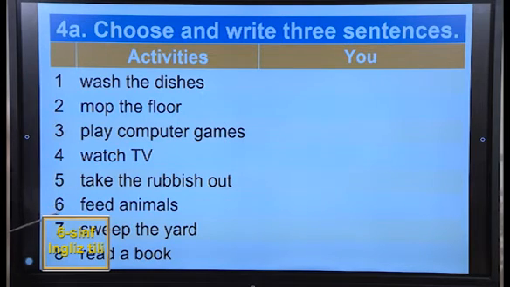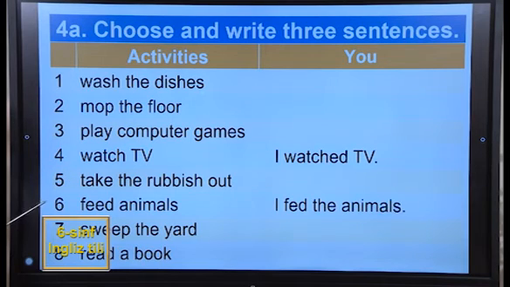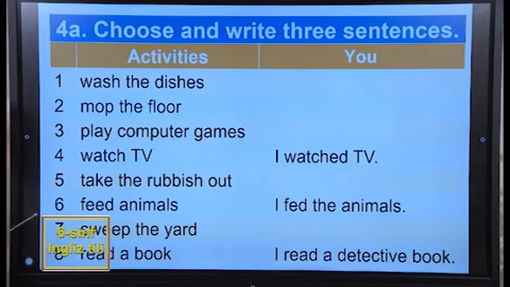And you can also write your own sentences. For example, I watched TV yesterday. Next, I fed the animals because I have animals at home. So I love feeding animals. The last one, I read a detective book yesterday. It was very interesting, but I haven't finished it yet.